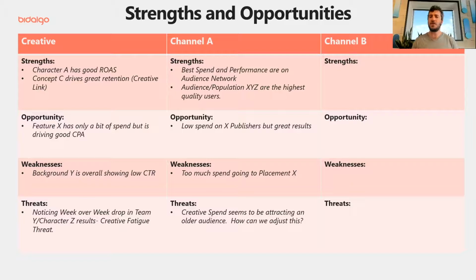And I'll do the same thing across channel B. And I may also want to look at, in terms of performance opportunities, if I have enough time, weaknesses and threats. In the weaknesses, do I have too much spend going to a specific placement, a specific publisher, a specific video size? Why is it going there? And how can I optimize my creative resources to avoid those types of auctions?